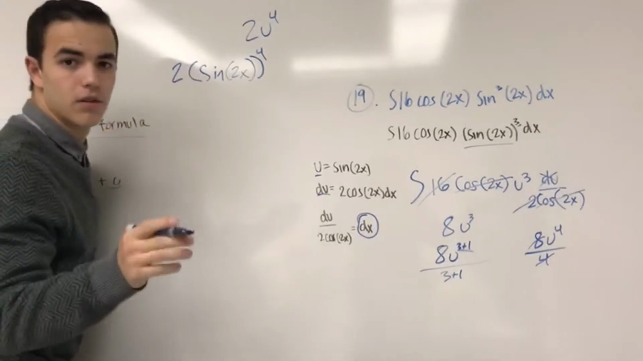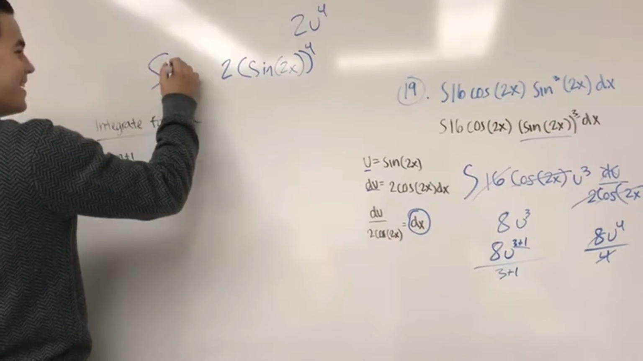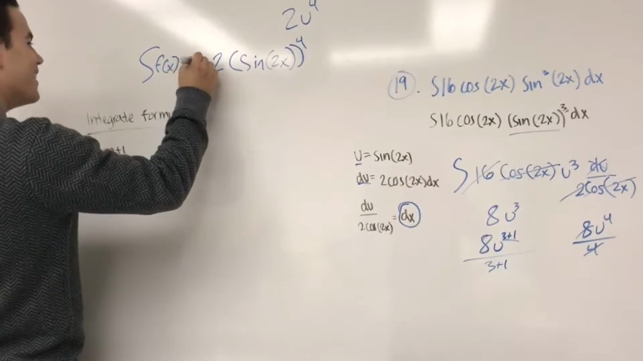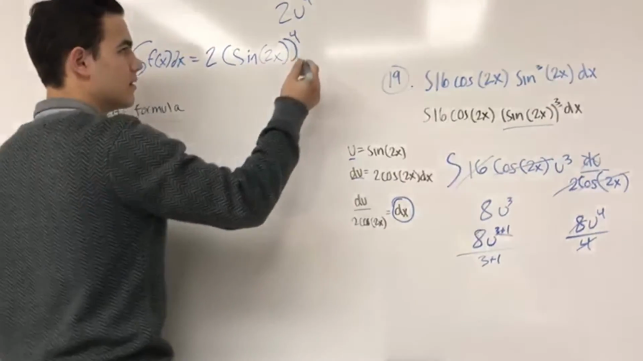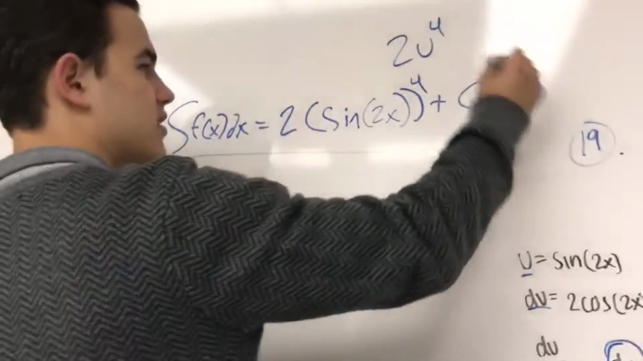But remember, we got to add the integral of f of x dx equals this whole thing plus c, and that's how you box the answer.